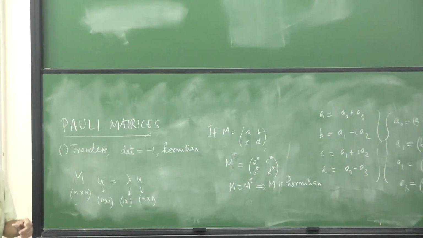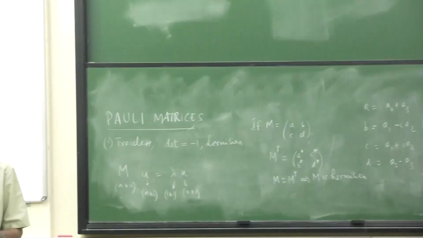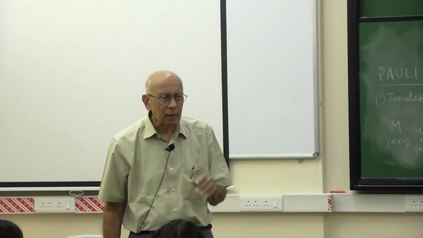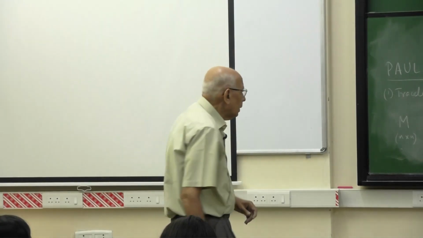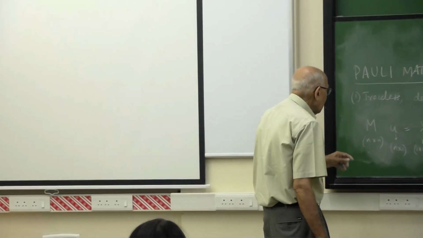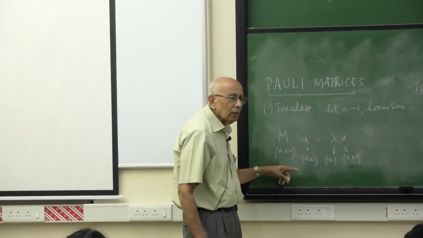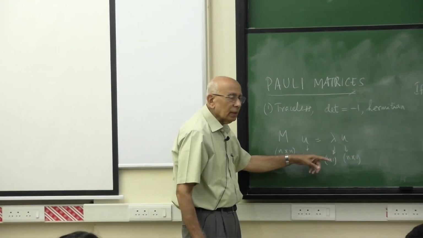What's a 1 by 1 matrix, by the way? Just a number. Real or complex, we don't care. Just a number. Now it turns out that when an n by n matrix acts on a column vector, an n by 1 column vector, it will give you an n by 1 column vector on the right hand side.